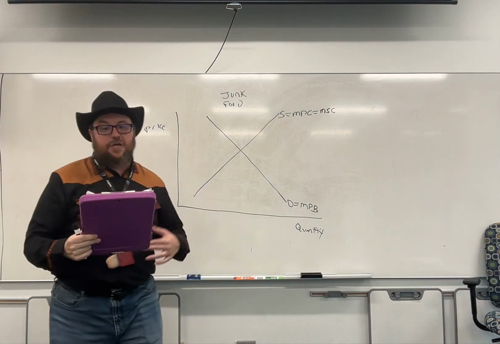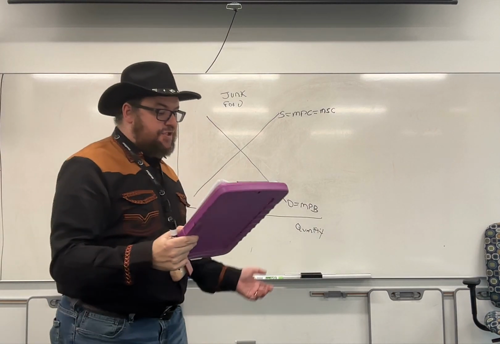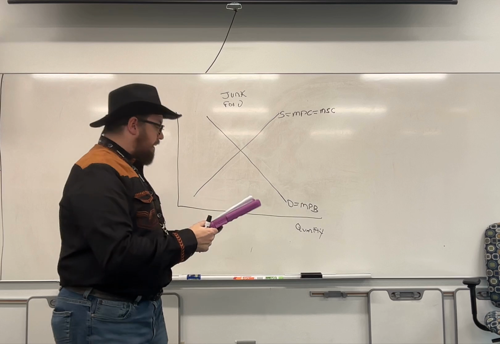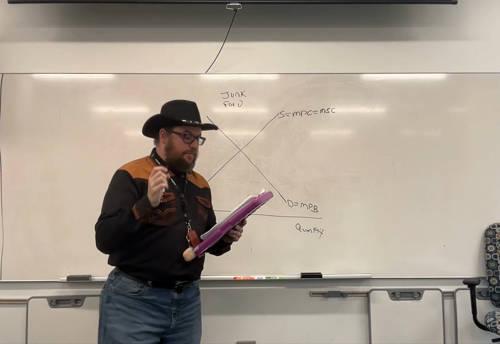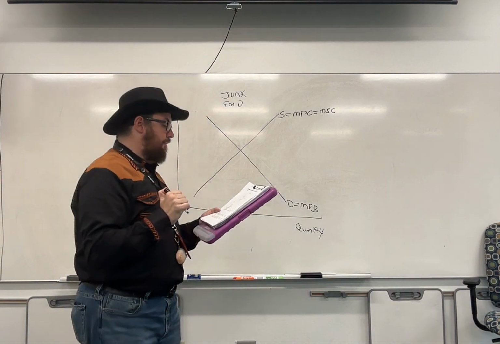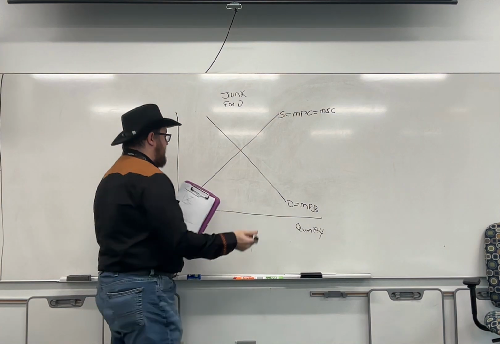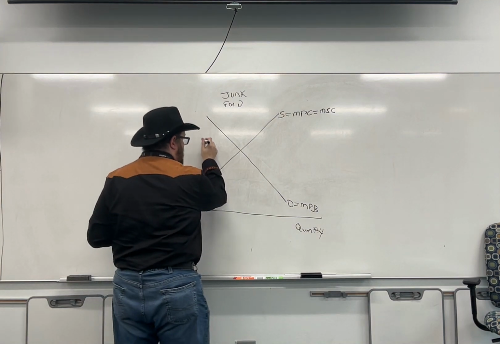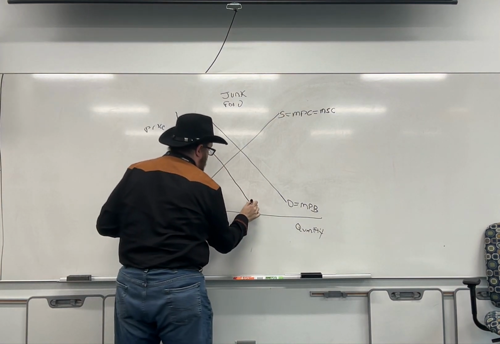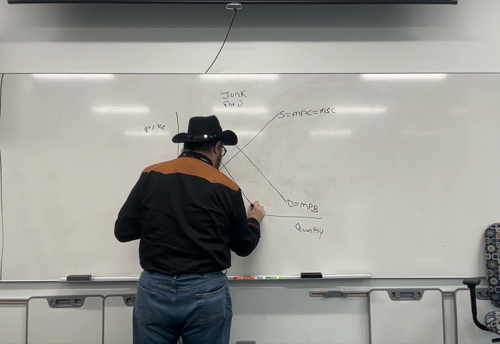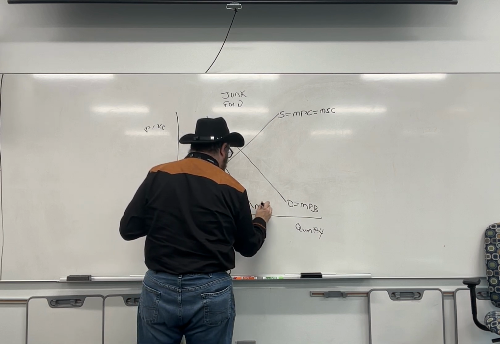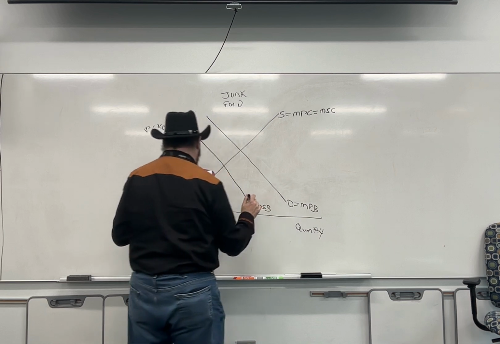We're going to be talking about why junk food is a negative externality of consumption. But first, let's draw that. This is a negative externality of consumption, which means the marginal social benefit is going to be less than the marginal private benefit. So we're going to draw another demand line. And this is marginal social benefit.